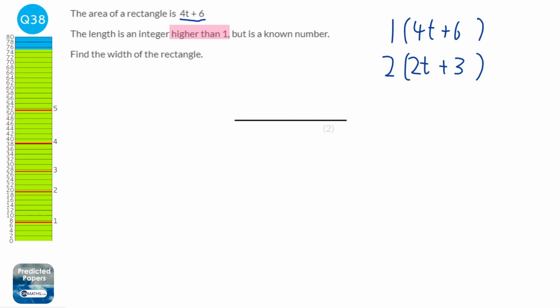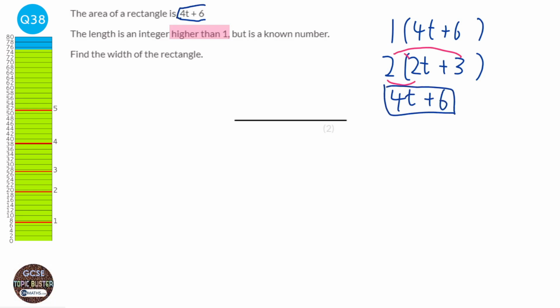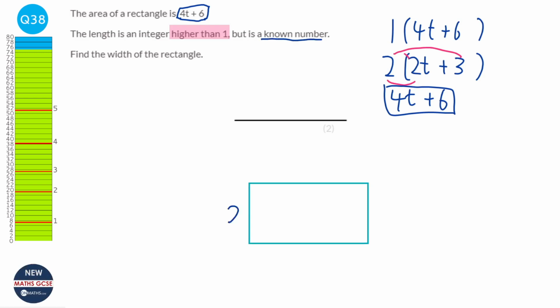So what we can do is check that out with smiles and rainbows. Put all my times down there to remind me to times it. So 2 times 2t is 4t, 2 times 3 is 6. So that works because that is the same as this in the question. So we know that 2 times 2t plus 3 works. In fact, it's the only one that works with it being an integer. So we therefore know that the known side, because it says it's a known number, is 2.